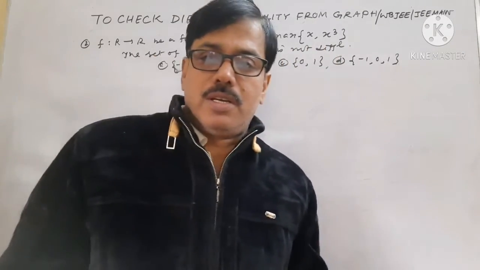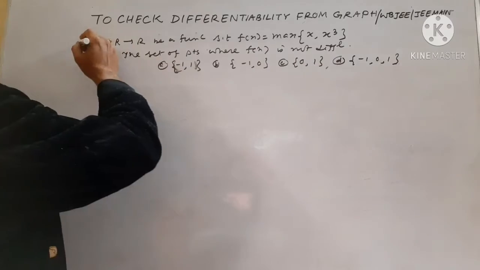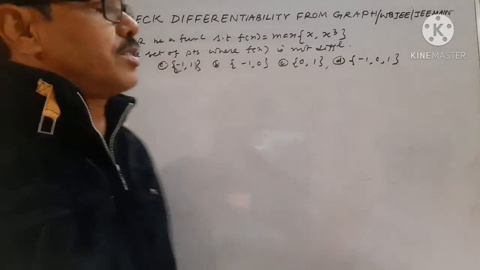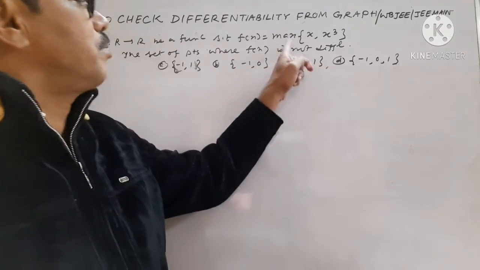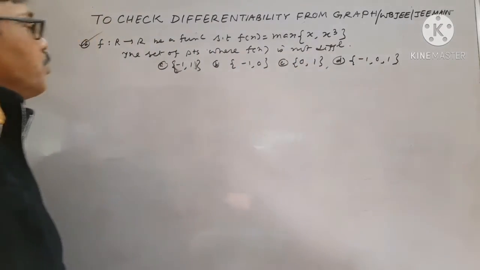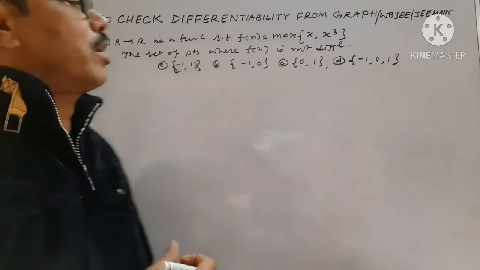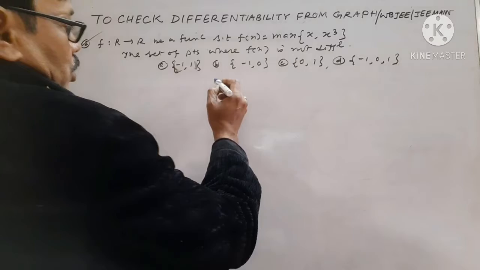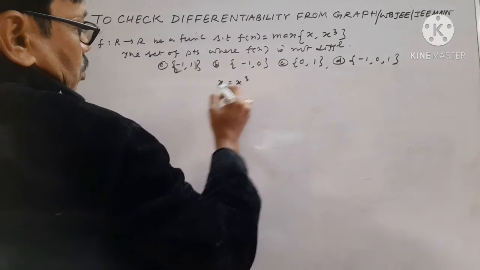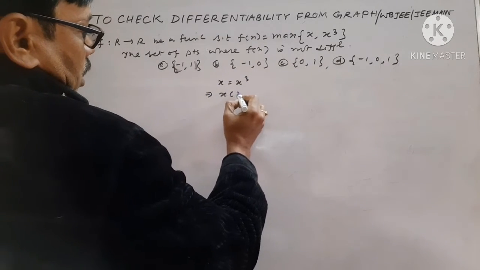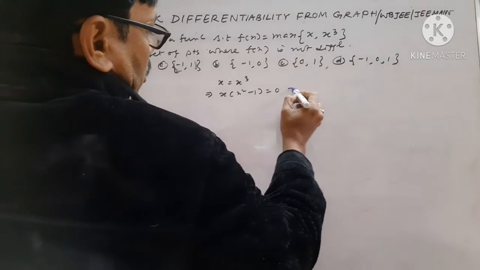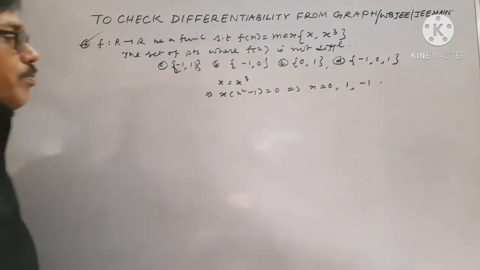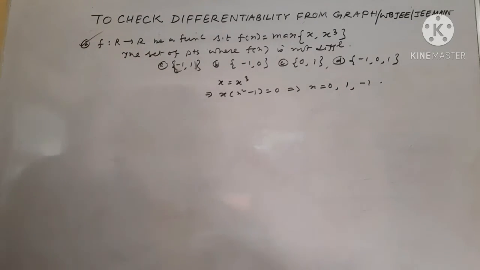Now we consider one more problem, same type. If f from R to R is a function such that f(x) equals the maximum of x and x cube, find the set of points where f(x) is not differentiable. So x comma x cube. So x into x square minus 1 equals 0. So x equals 0, 1 and minus 1. These are the points of intersection.